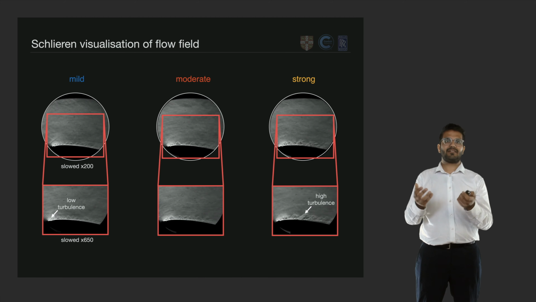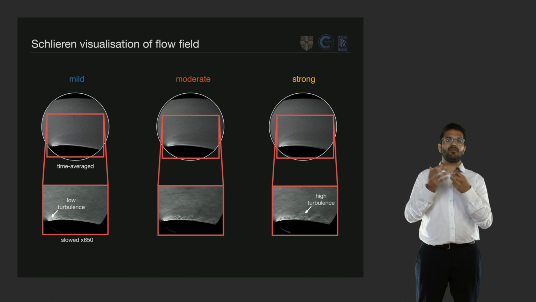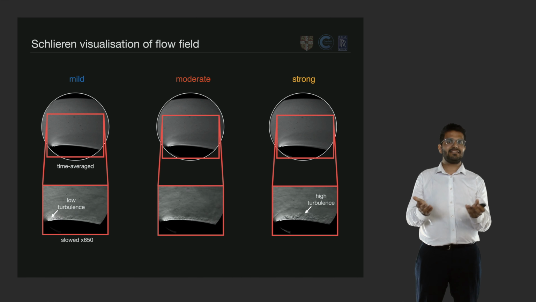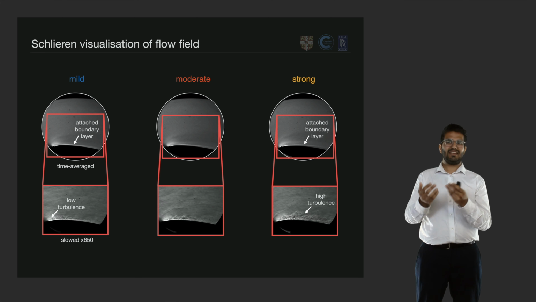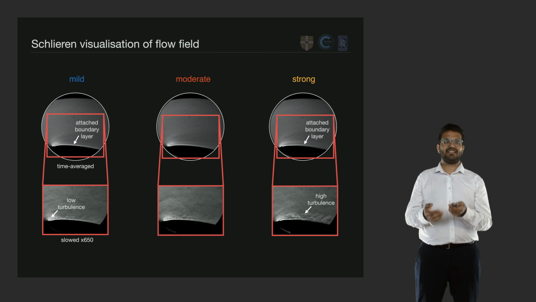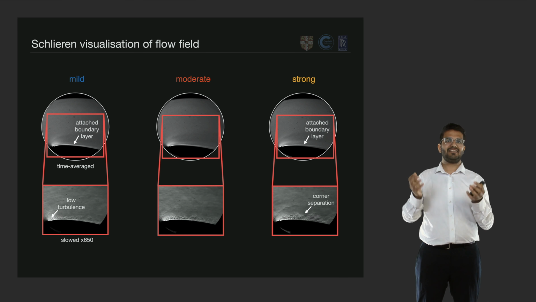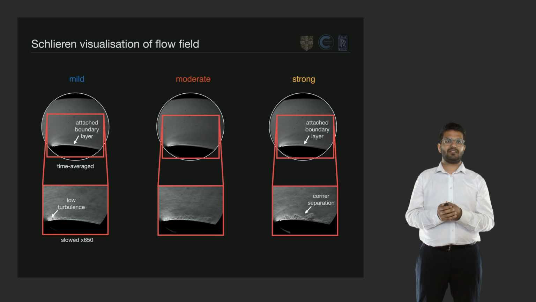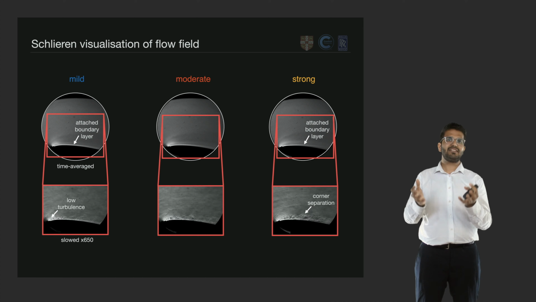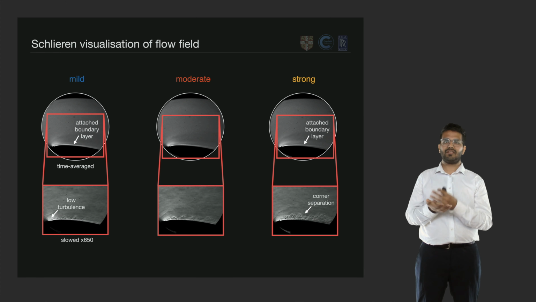Now, in order to better understand what's going on, we take a time average of the top set of videos, where we see that indeed in all three cases, the boundary layer is attached. And so the increase in turbulent eddies that we see seems to actually be characteristic of an increase in corner separation near the sidewalls rather than fully fledged separation across the entire tunnel span. But we do want to investigate this separation, both the onset and the characteristics of the separated flow field.